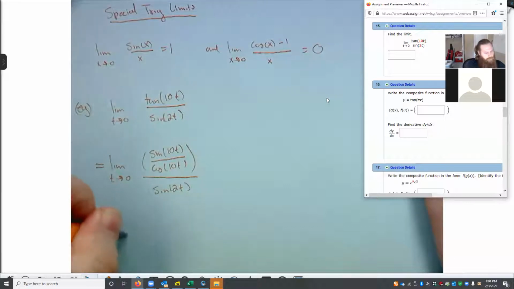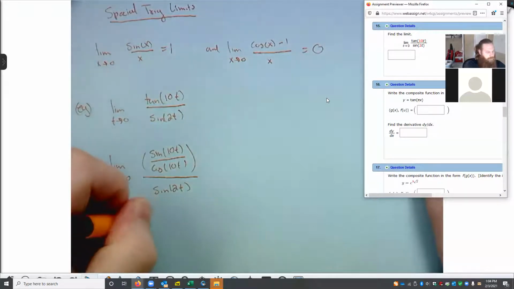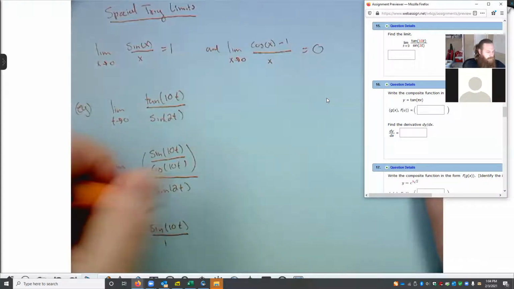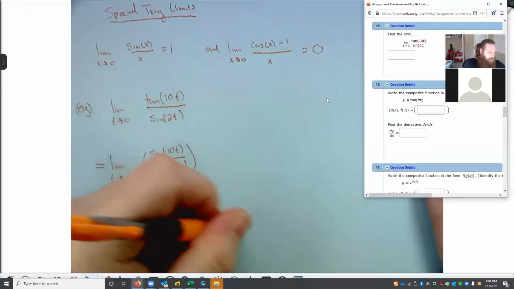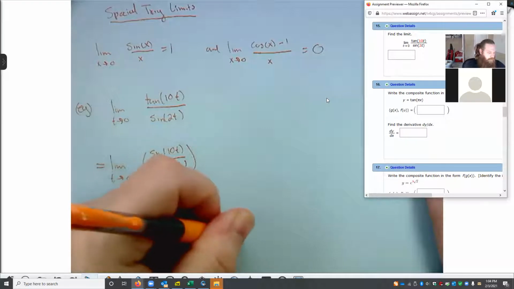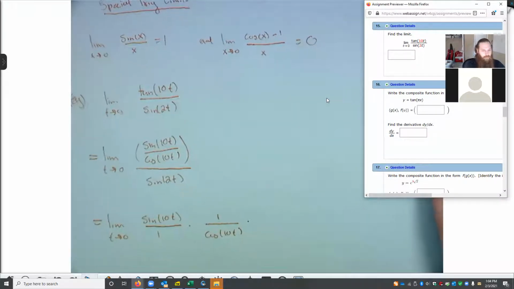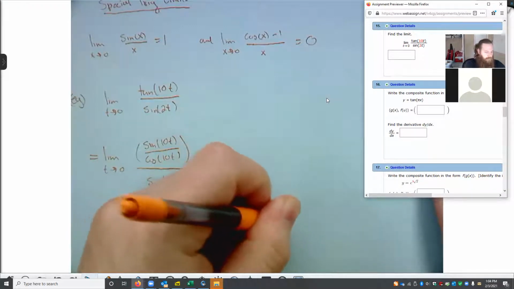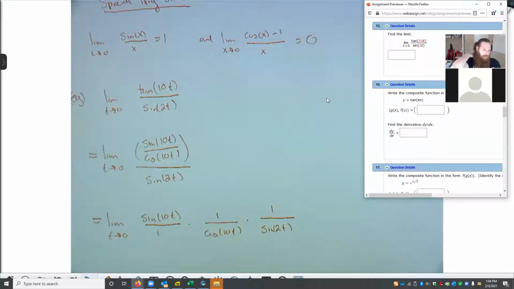So this is the limit as t goes to 0 of sine 10t over 1 times 1 over cos 10t times 1 over sine of 2t, like this. So each piece I just treat on its own. The cos of 10t piece, this is easy. As t goes to 0, this is going to become the cosine of 0, which is 1.